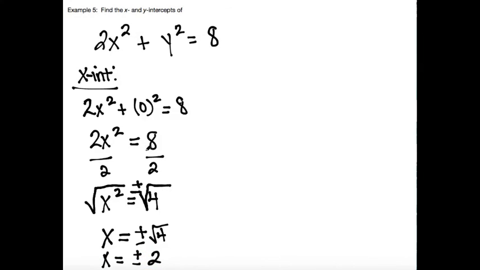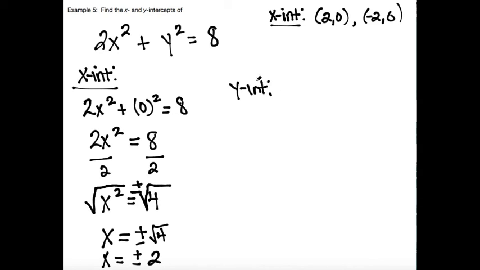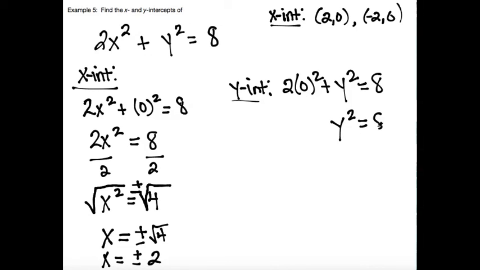So I actually have two x-intercepts. So if I want to write those as ordered pairs, my x-intercepts are going to be the ordered pairs 2, 0, and negative 2, 0. All right, so let's try to find our y-intercepts now. Very similarly, we're going to go ahead and plug in 0 for x this time. That's going to give me 2 times 0 squared plus y squared equals 8. 2 times 0 squared is just 0, so that leaves me with y squared equals 8.